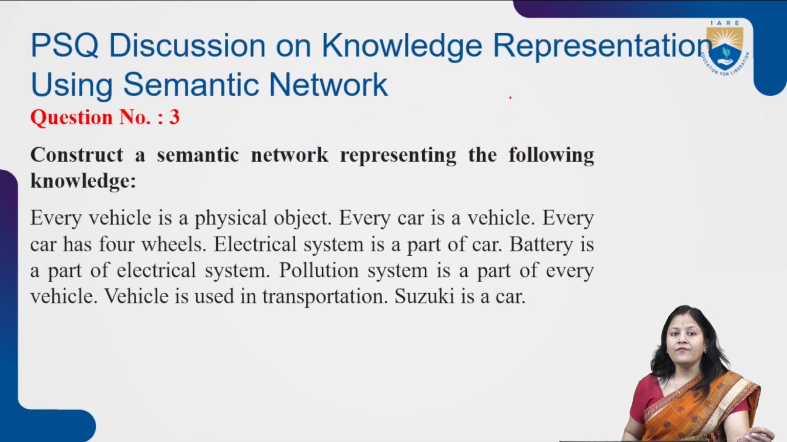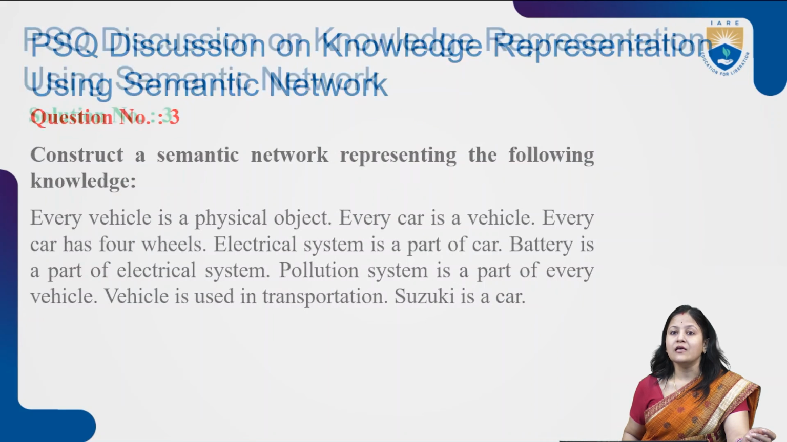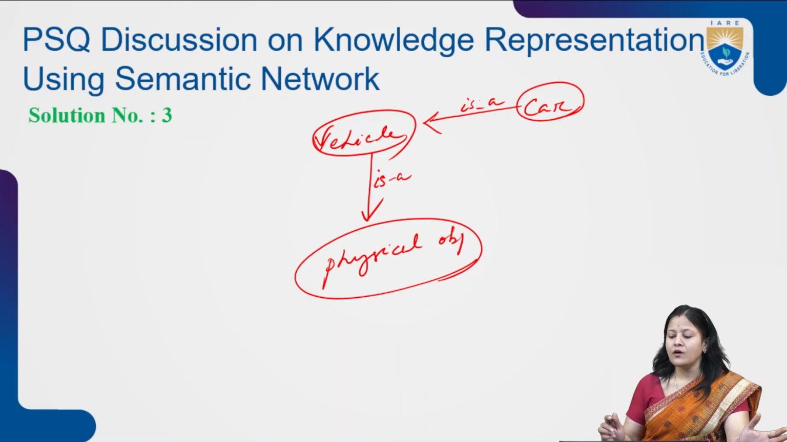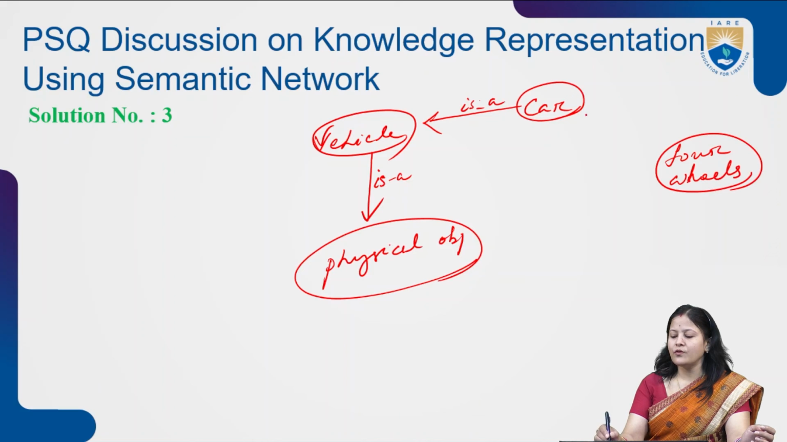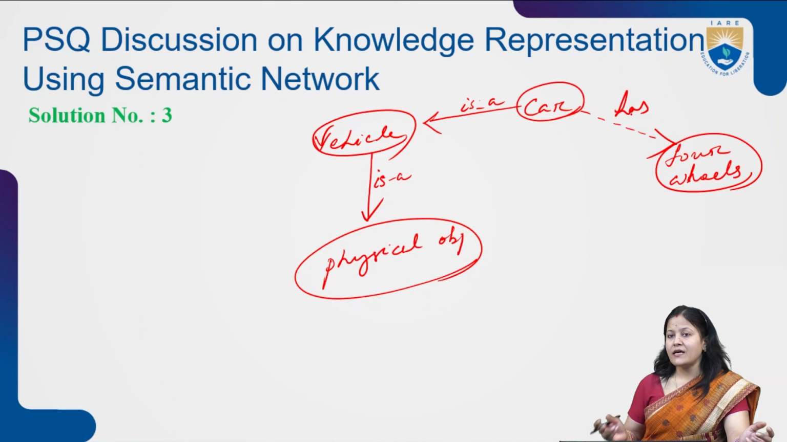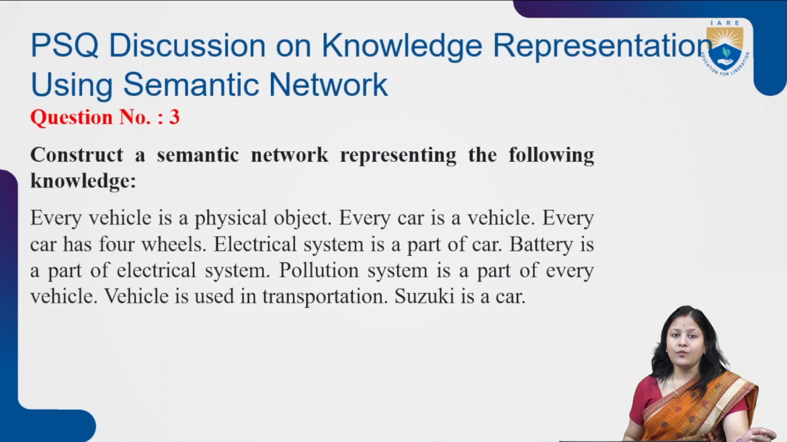Simple. Next one, every car has 4 wheels. So 4 wheels is the attribute. So 4 wheels, you can create one node. 4 wheels is the attribute. So we can represent the attribute. Every car has 4 wheels. The relation is has. As 4 wheels is attribute, we can represent with the help of dotted arrow mark.